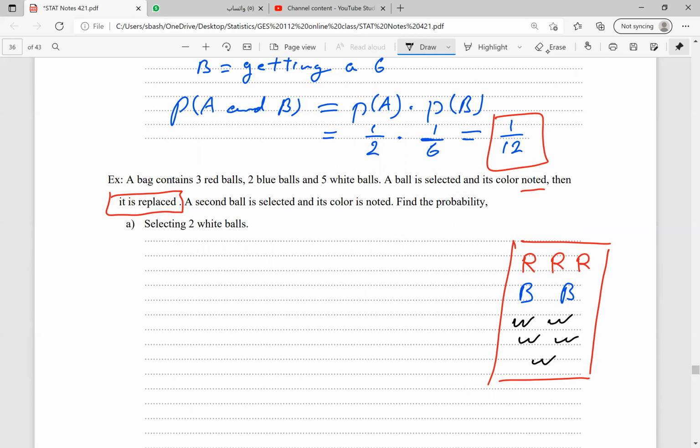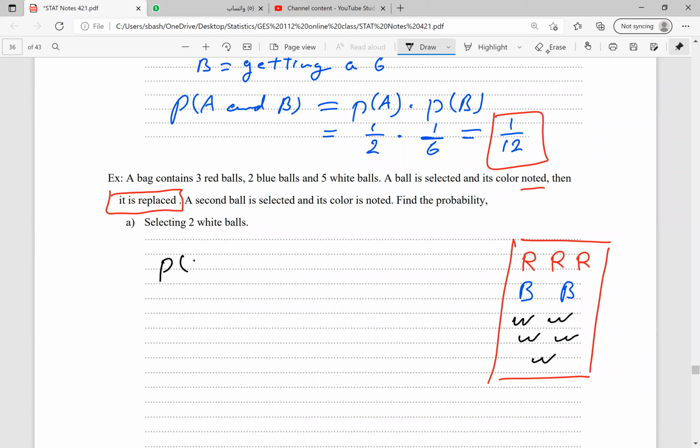It means I need to find the probability of getting white in the first selection and white in the second trial. I have two events, getting white and getting white the second time. Are these two events independent or dependent? Does selecting a white ball in the first trial affect selecting white in the second one, or change the probability of getting white in the second one or not?